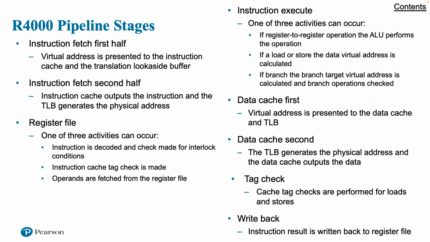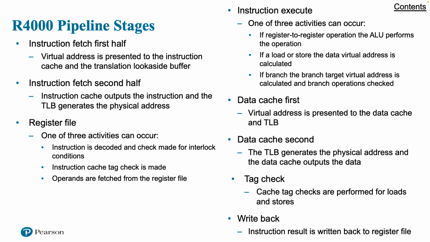The next part is the instruction execute. One of 3 activities can occur. If the instruction is a register-to-register operation, the arithmetic logic unit performs the arithmetic or logical operation. If the instruction is a load or store, the data virtual address is calculated. And if the instruction is a branch, the branch target virtual address is calculated and branch conditions are checked.